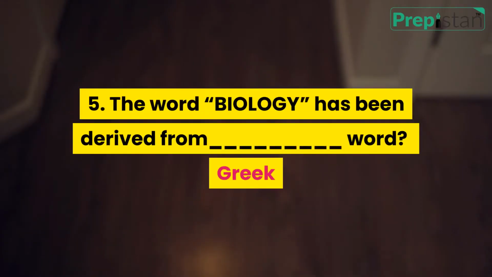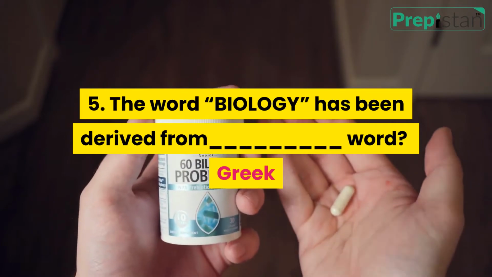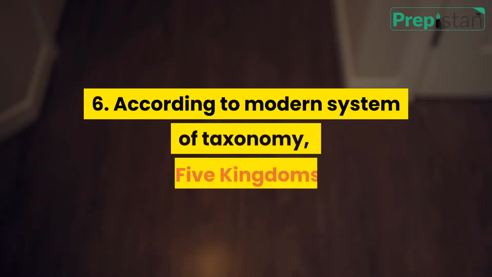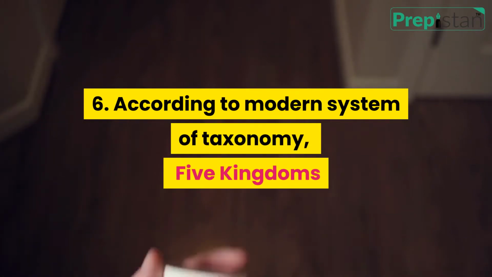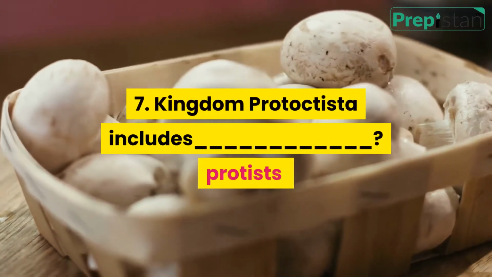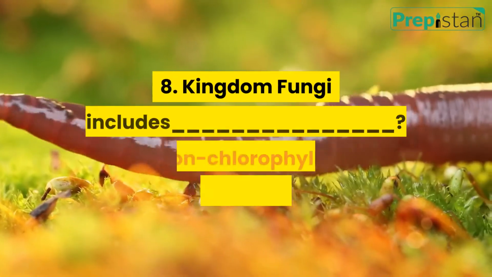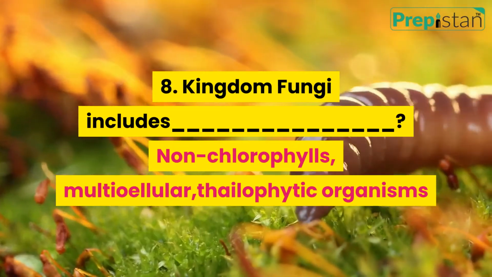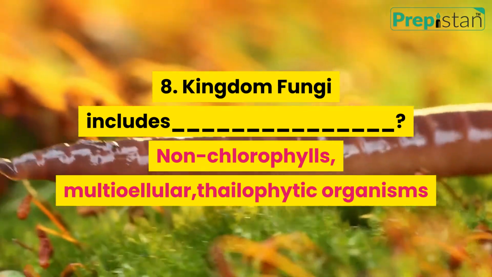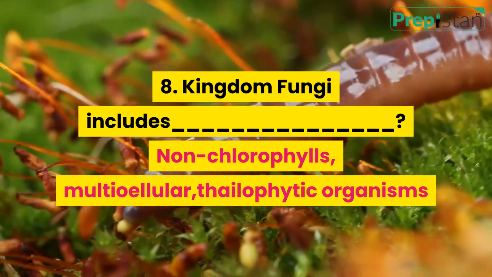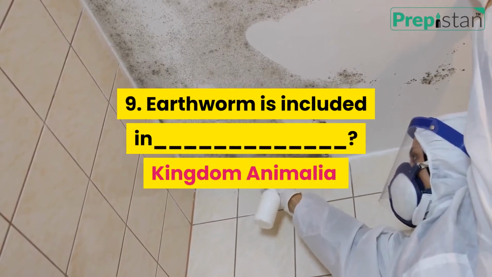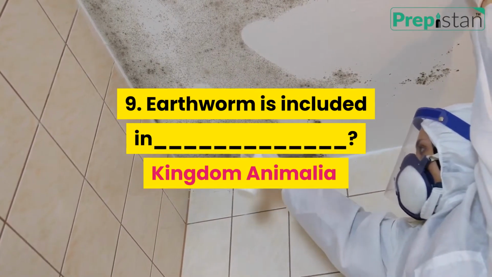5. The word biology has been derived from blank word Greek. 6. According to the modern system of taxonomy, 5 kingdoms. 7. Kingdom Protoctista includes blank protists. 8. Kingdom Fungi includes blank non-chlorophyllous, multicellular, saprophytic organisms. 9. Earthworm is included in blank Kingdom Animalia.